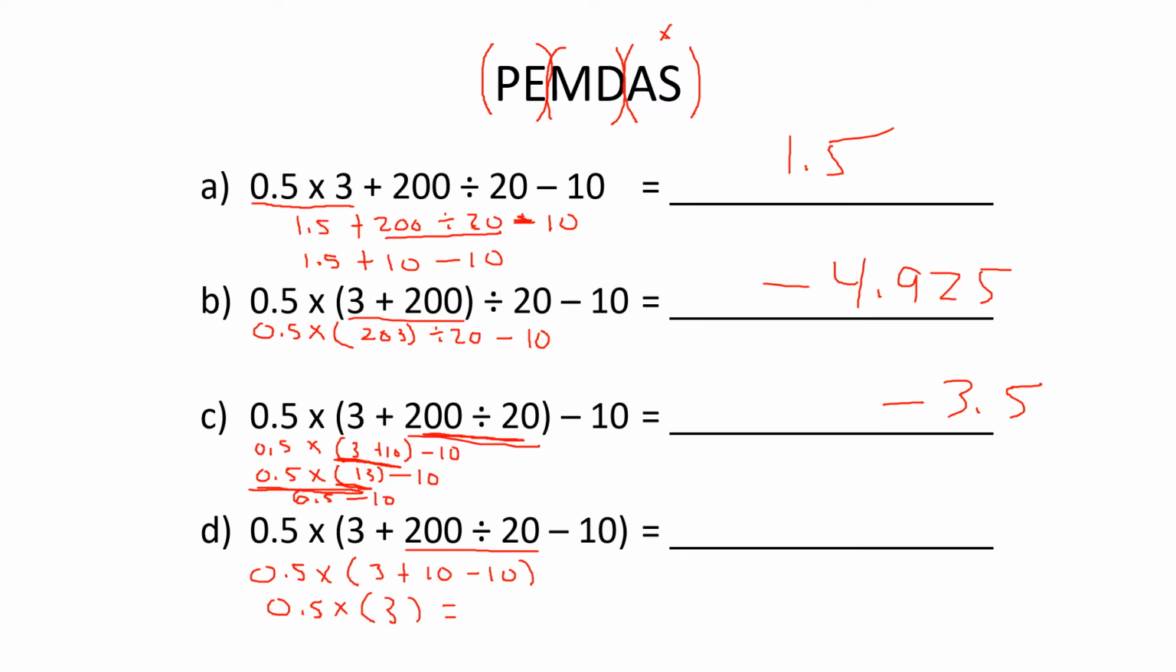And then lastly, for D, we have a bunch in the parentheses, but we'll do the division first. So that becomes this 10 right here. So inside the parentheses, we have 3 plus 10 minus 10. That just simplifies to 3. Then you get 0.5 times 3, which is 1.5. So parentheses, order of operations are very important. You can see that if we have parentheses in different places, your answer will come out differently.